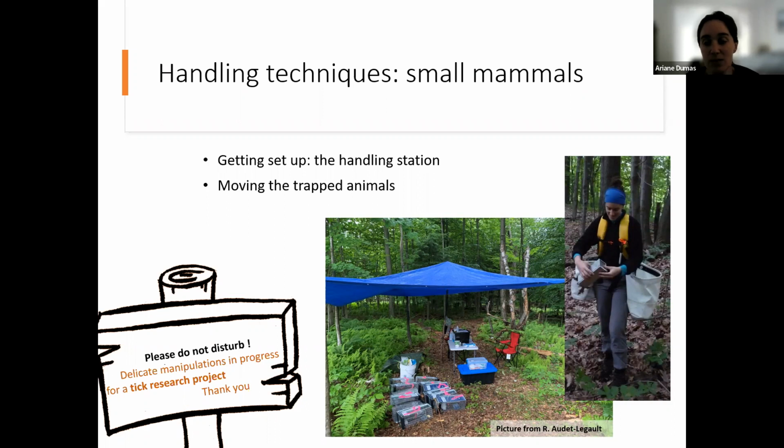So it's important to be well set up with tables and chairs, and to have some place where you can work in the shade and out of the rain if there is any rain on that day. It's important also, like in public parks, to have this set up away from the trails, because people get very curious and it can be difficult for the research team to answer the questions and stay well focused on the delicate manipulations you have to do with the animals.